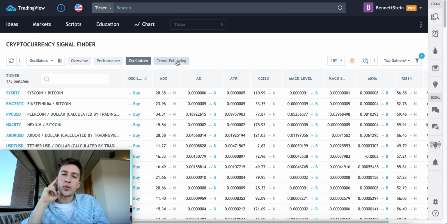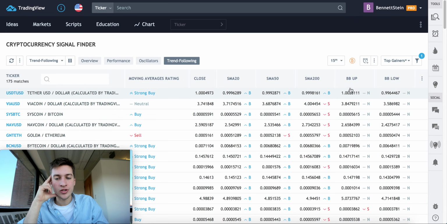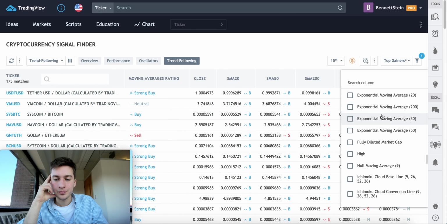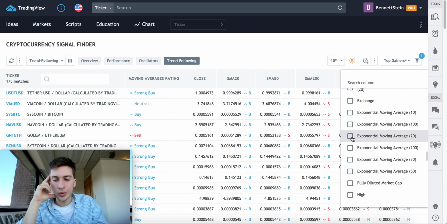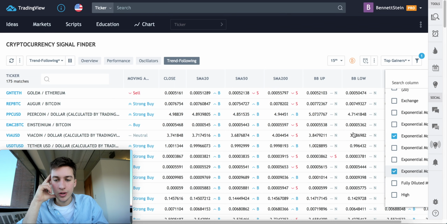So that's how you trade reversals or trade deep retracements. If you want to trade breakouts and if you want to trade trends, then you would hit trend following. And a lot of people like to use this in their own trading. So what you can do here is this is going to be simple moving averages, Bollinger Bands. You probably want to add exponentials as well. So let me just add, let's say the 20 and the 50, because those two can be kind of helpful. So I just added that.